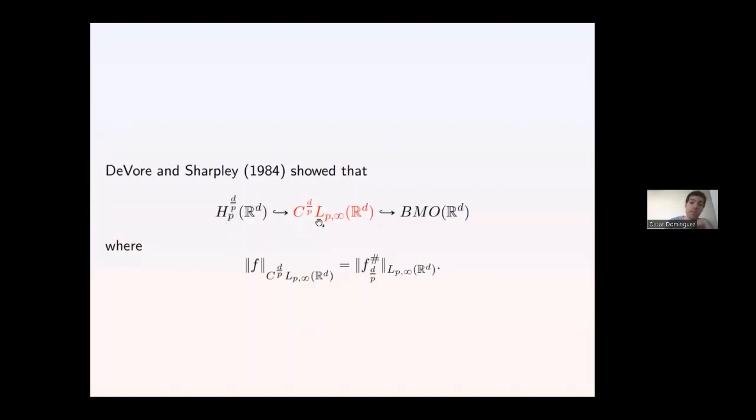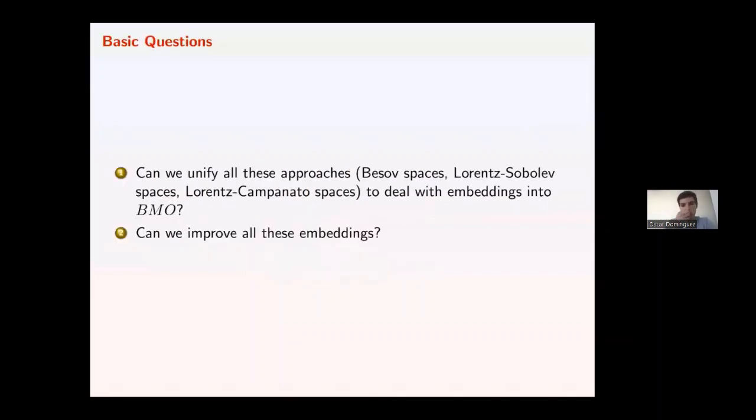Of course, this space contains classical standard Sobolev spaces. So this is a third alternative to improve the starting point of our talk. So far, to summarize, we have considered three different routes to deal with embeddings into BMO, namely Besov spaces with the help of the fine index, weak type Sobolev spaces, and weak type Calderón-Campanato spaces.